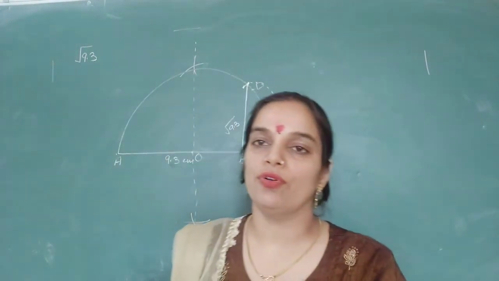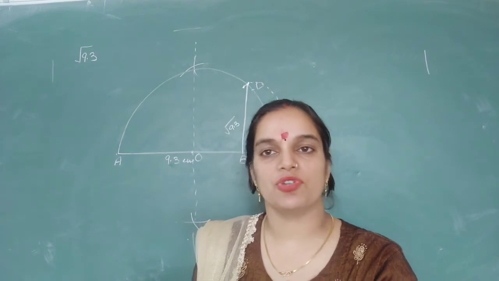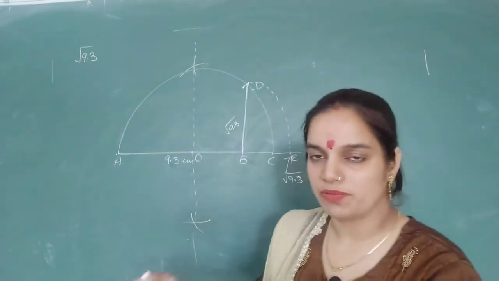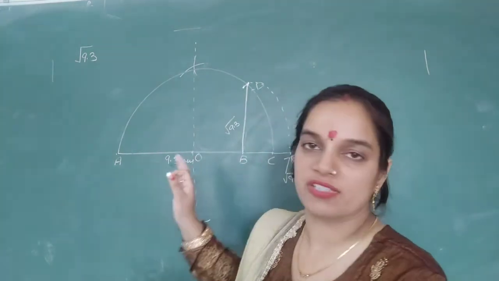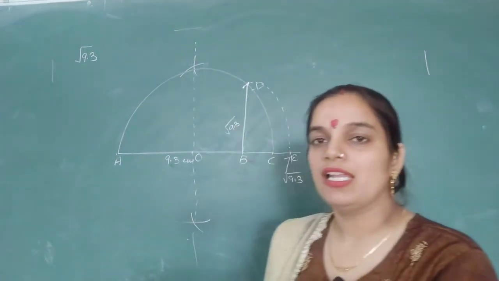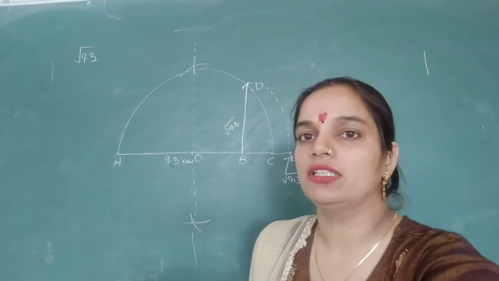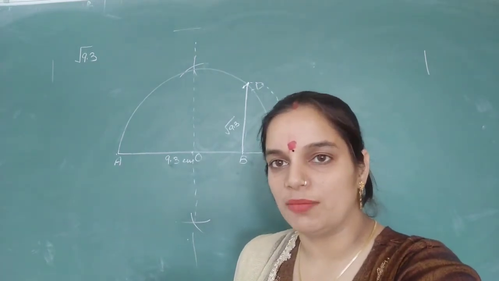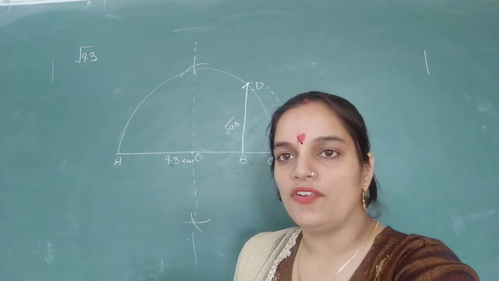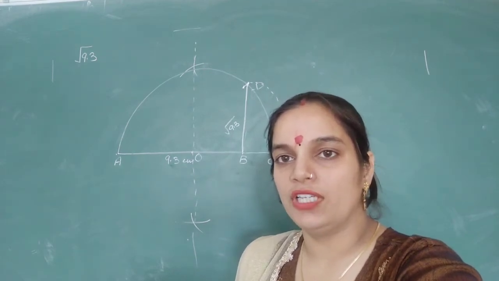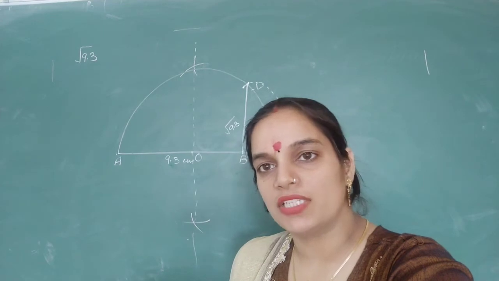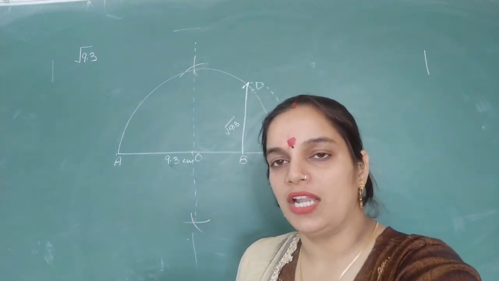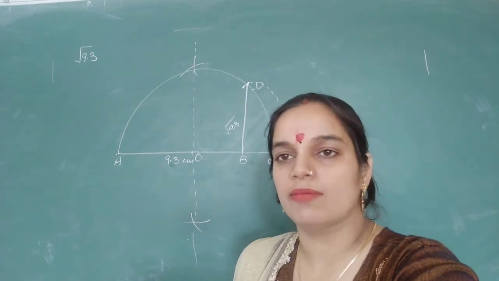We will draw the construction for this. The construction was the same as we drew in the figure. I repeat the steps. The first step is to take a line segment AB of length 9.3 centimeter. Then produce AB up to 1 centimeter. Now draw the perpendicular bisector of AC. The perpendicular bisector will intersect AC at O. Then by taking O as a center and OA as a radius, draw a semicircle.